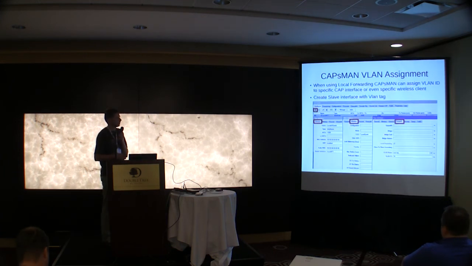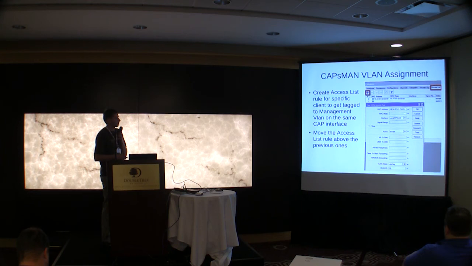So how can it be done? It can only be done by using local forwarding. You can assign a specific interface or even a specific client. First you create a slave interface on the CAPsMAN, local AP guest. You specify which interface it is for, which is also the previously created local AP. We specify the SSID, local guest, and in the data path we specify local forwarding, use tag, and assign VLAN 10 for this configuration.